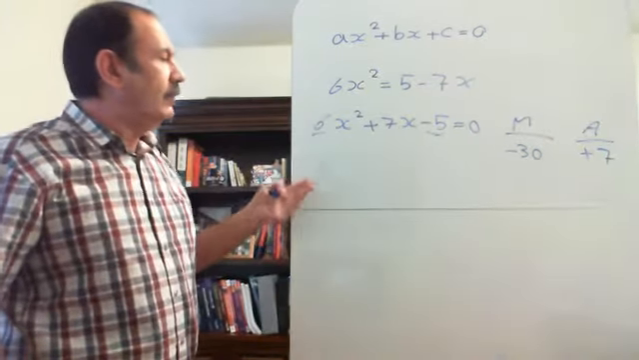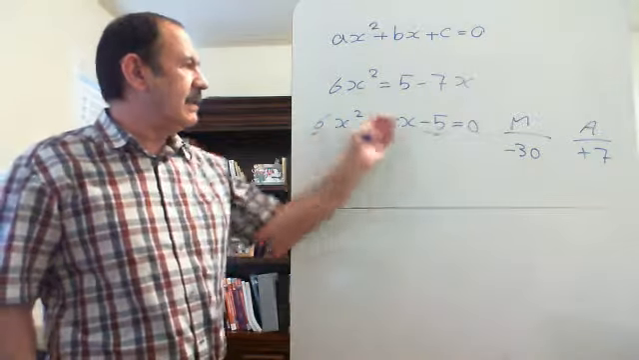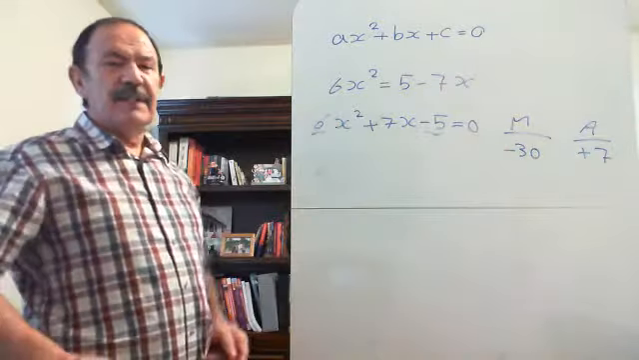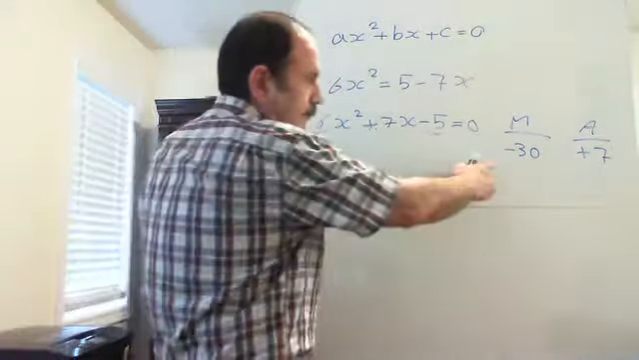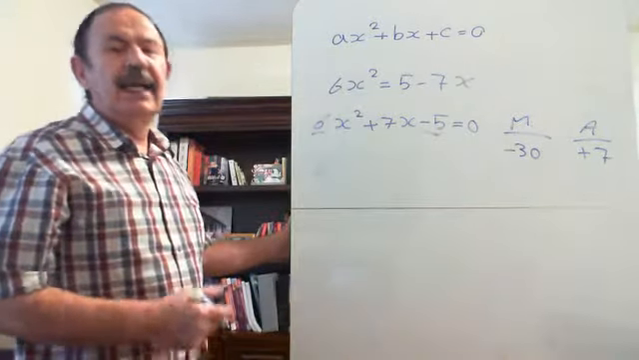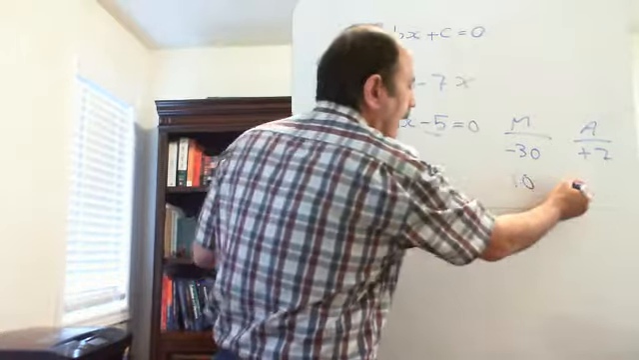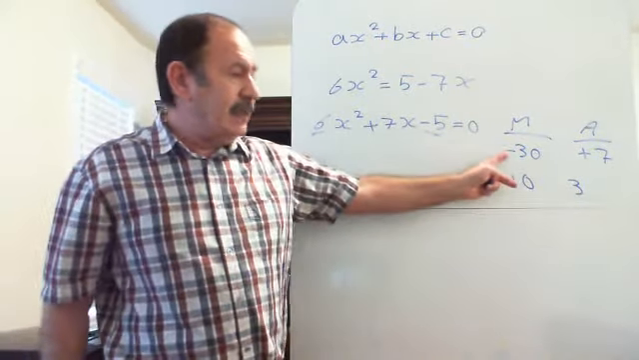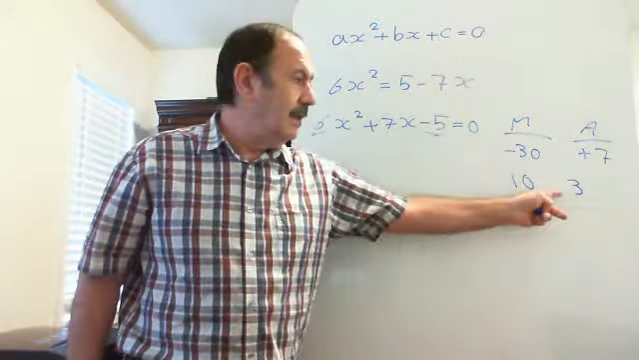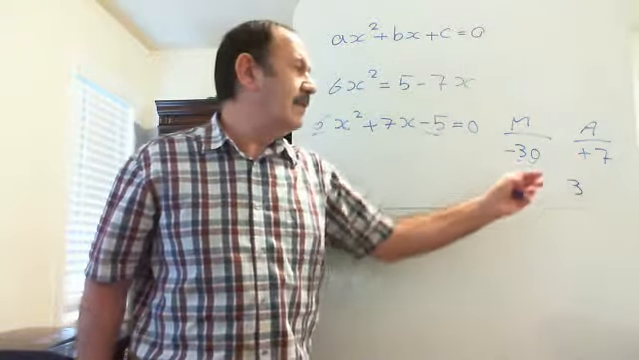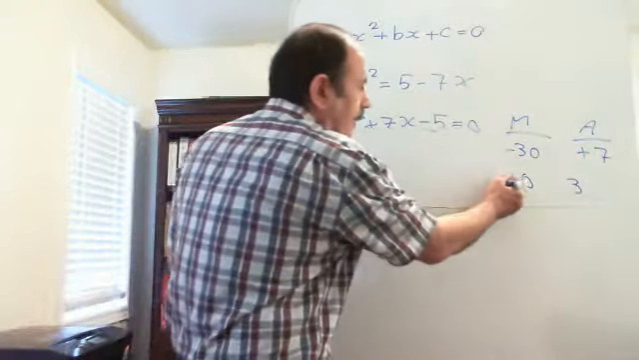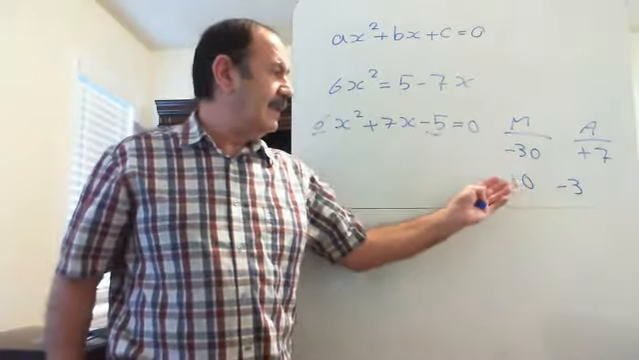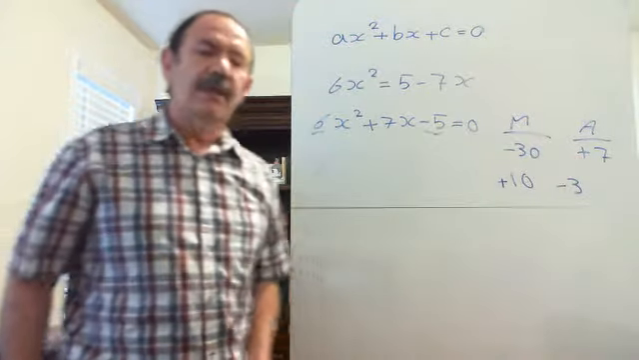I need to find two numbers. When I multiply them, the result is negative 30, and when I add them, the result is positive 7. What are those numbers? The numbers are 10 and 3. 3 times 10 is 30. But because this sign is negative, they should have different signs. And because this sign is positive, the bigger number should have the positive sign. So, positive 10, negative 3. Positive 10 times negative 3 is negative 30. Positive 10 plus negative 3 is positive 7.